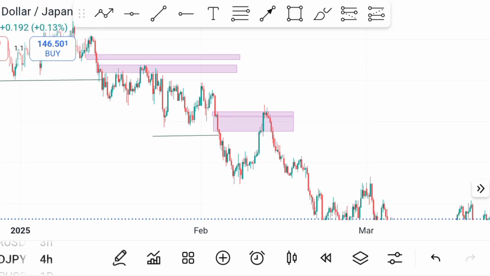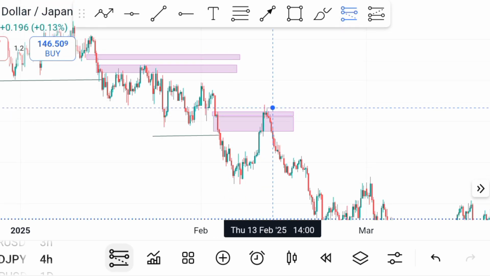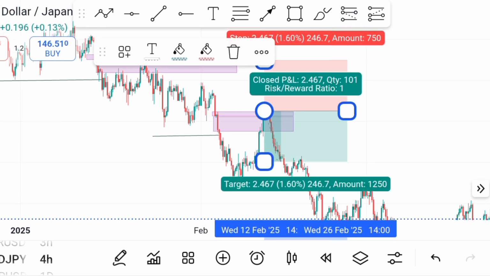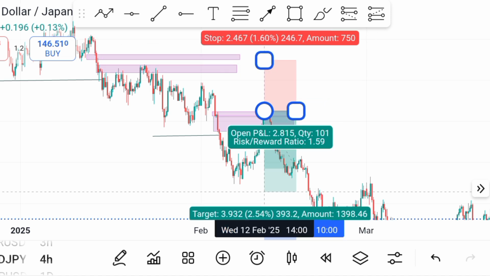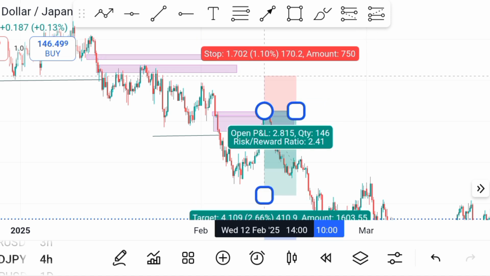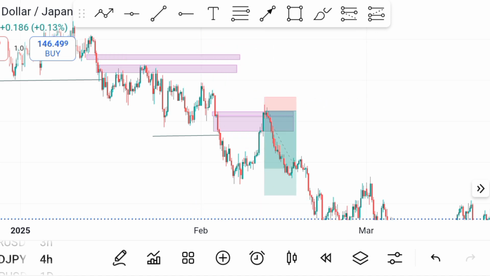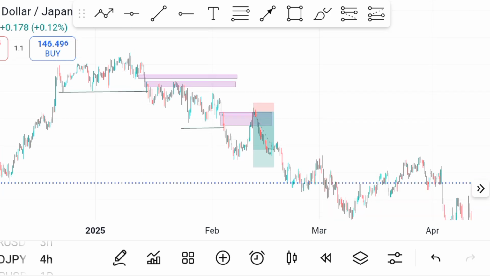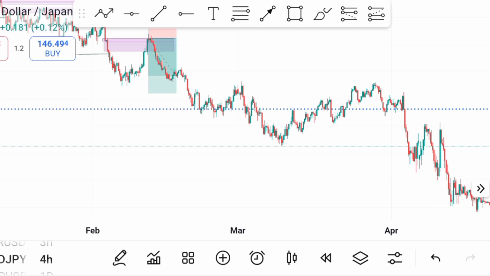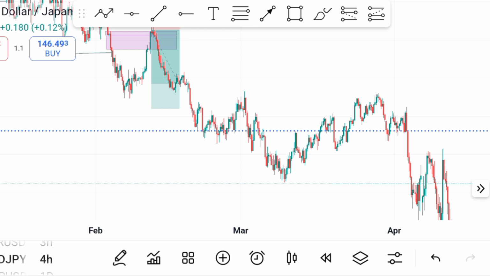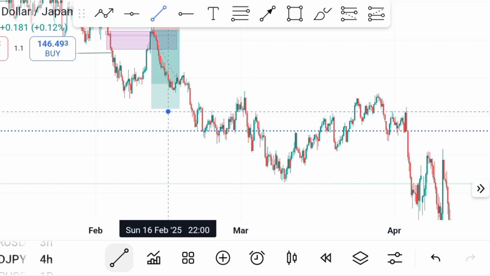Okay, so now you can see here when it came there, it is a higher probability setup right there. You can see how it moved, guys. So now it was a very nice trade. Okay, so now we are here. This was a break of market structure right here.